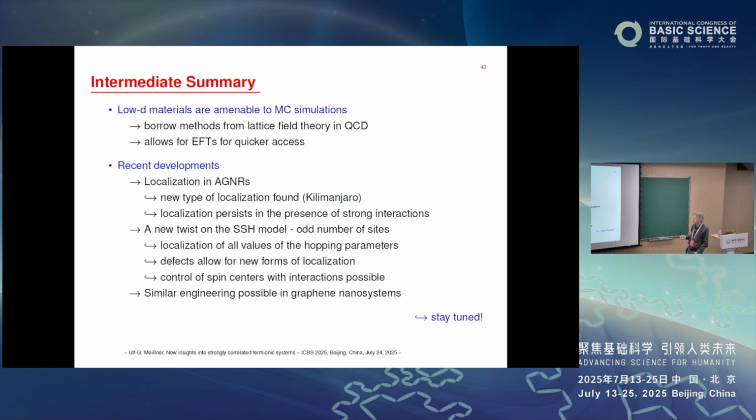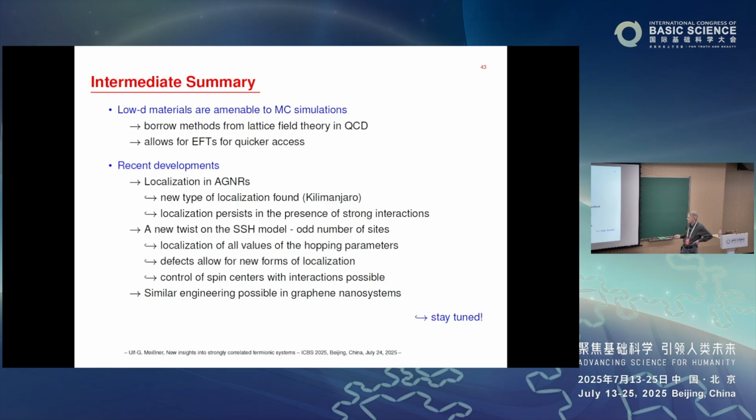For recent developments here, you have localizations in these armchair graphene nanoribbons, and we found this new type of localization, Kilimanjaro, where you have a gap in the non-gap system connected. And we could also show by Monte Carlo simulation that localization persists in the presence of the strong interactions. Now there's a new twist in this SSH model with an odd number of sites, because then the localization is there for all values of the hopping parameters. And you can essentially control this by adding in defects.